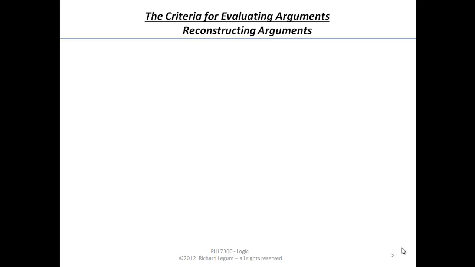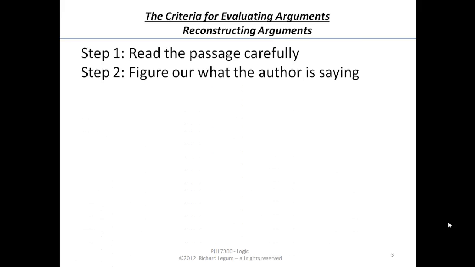Now, to go in a little bit more detail to review the process of reconstructing arguments, what you need to do to be able to do this, let's take a look at the steps that you go through. The first thing you need to do is read the passage very carefully. You really need to maybe read it a few times, and even later on in the process you might want to go back and read it, do step one again.